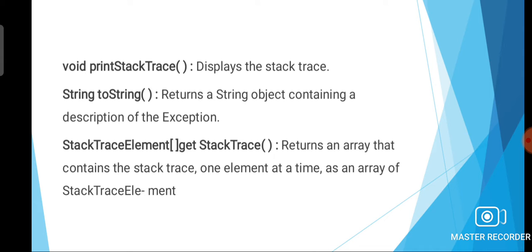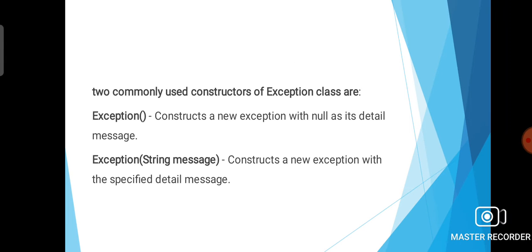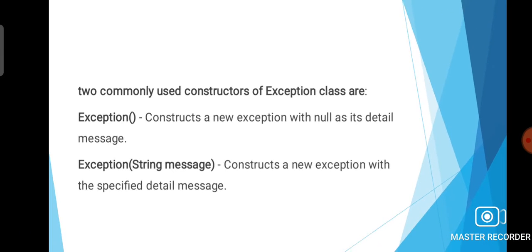StackTraceElement getStackTrace: it will return an array that contains the stack trace, one element at a time, as an array of StackTraceElement. Then the Exception class has two constructors. The first one is the empty constructor, which will construct a new exception with null as its detailed message. That is, this is the constructor without any message. And the second constructor has the message as the parameter, which will construct the new exception with the message, that is, with the specific detail about the exception.